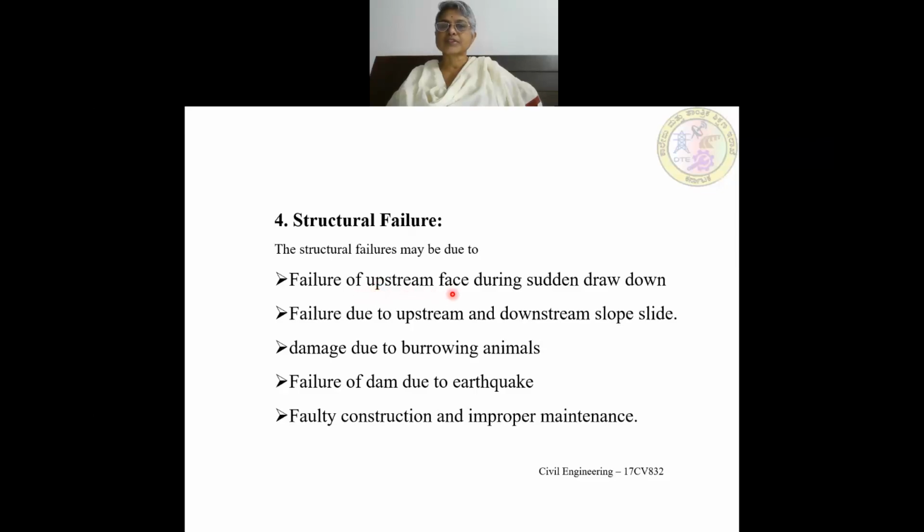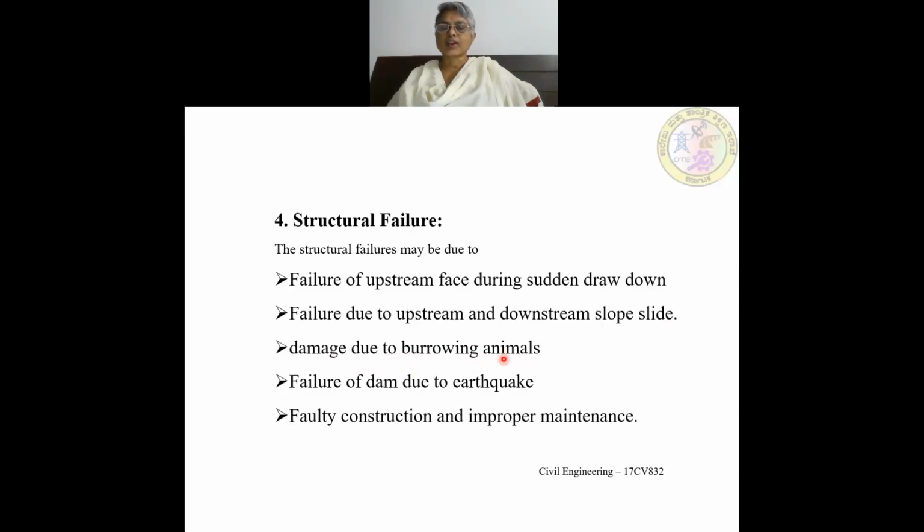So failure of the upstream phase due to sudden drawdown. Sudden drawdown means the water level will suddenly fall. If the water is drawn all of a sudden with a force, then the water level will drop suddenly from a higher level to a lower level. In that case, this upstream phase will fail. Failure also occurs due to upstream and downstream side slopes. If the side slopes are not properly designed, then it will fail.